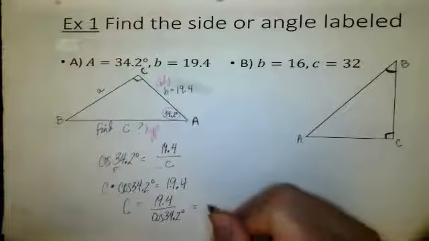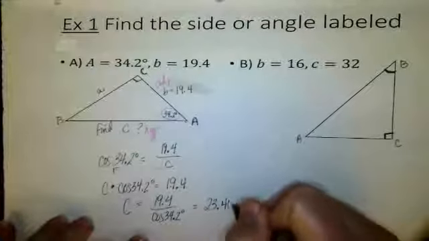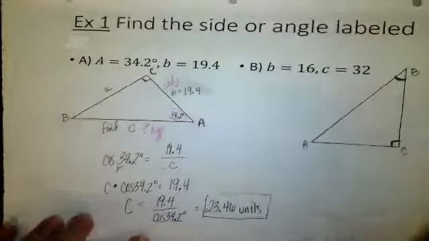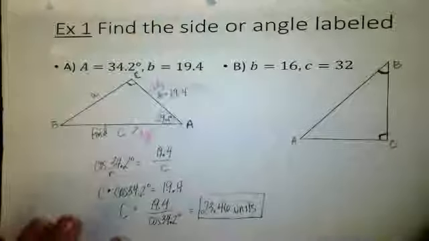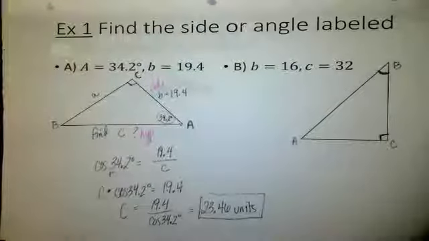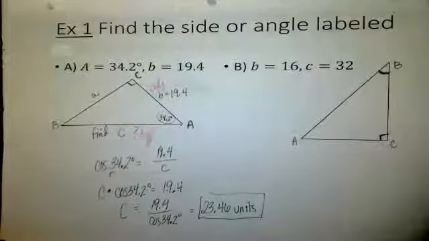23.46 maybe? I don't know. 23.46. I think whatever those units happen to be, that is a length unit. I think on your worksheet today, the first one, we're finding angle measures, and they'll actually tell you around to the nearest whole degree. So that's kind of nice.